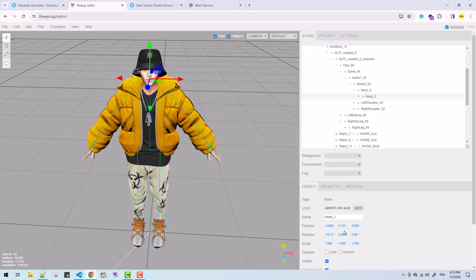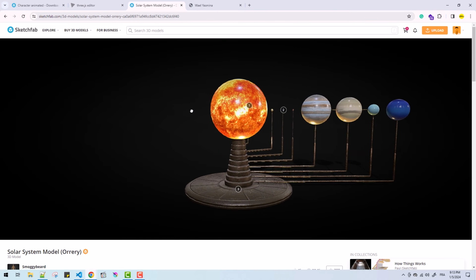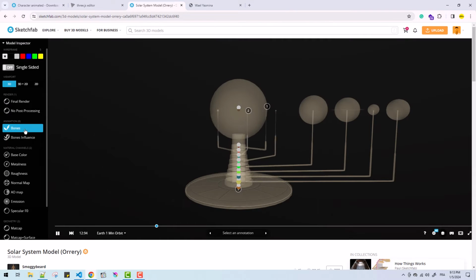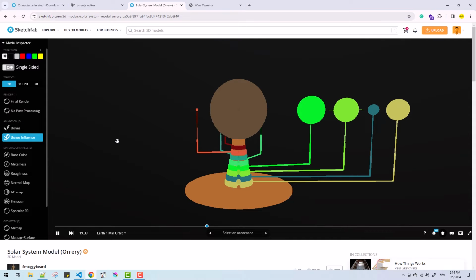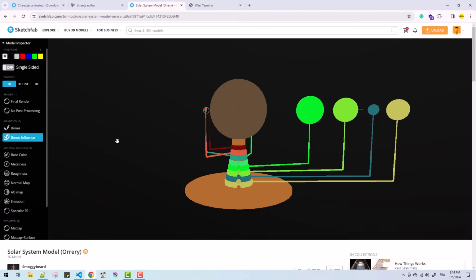Also, talking about bones and skeletons in human anatomy doesn't mean this is used only for human models. In this example, we have the bones at the center, and as you see, each one is responsible for the rotation of one of these planets. Now, let's try to animate this example by rotating the bones instead of playing the existing animations with the mixer.